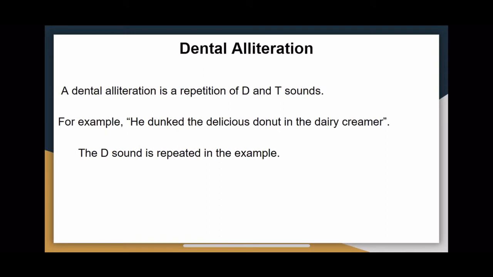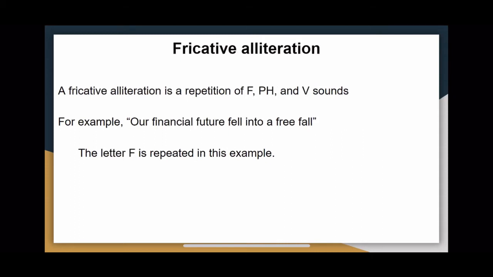Fourthly, a dental alliteration is a repetition of D and T sounds. For example, he dunked the delicious donut in the dairy creamer. The D sound is repeated in the example. Almost done, 2 more to go.